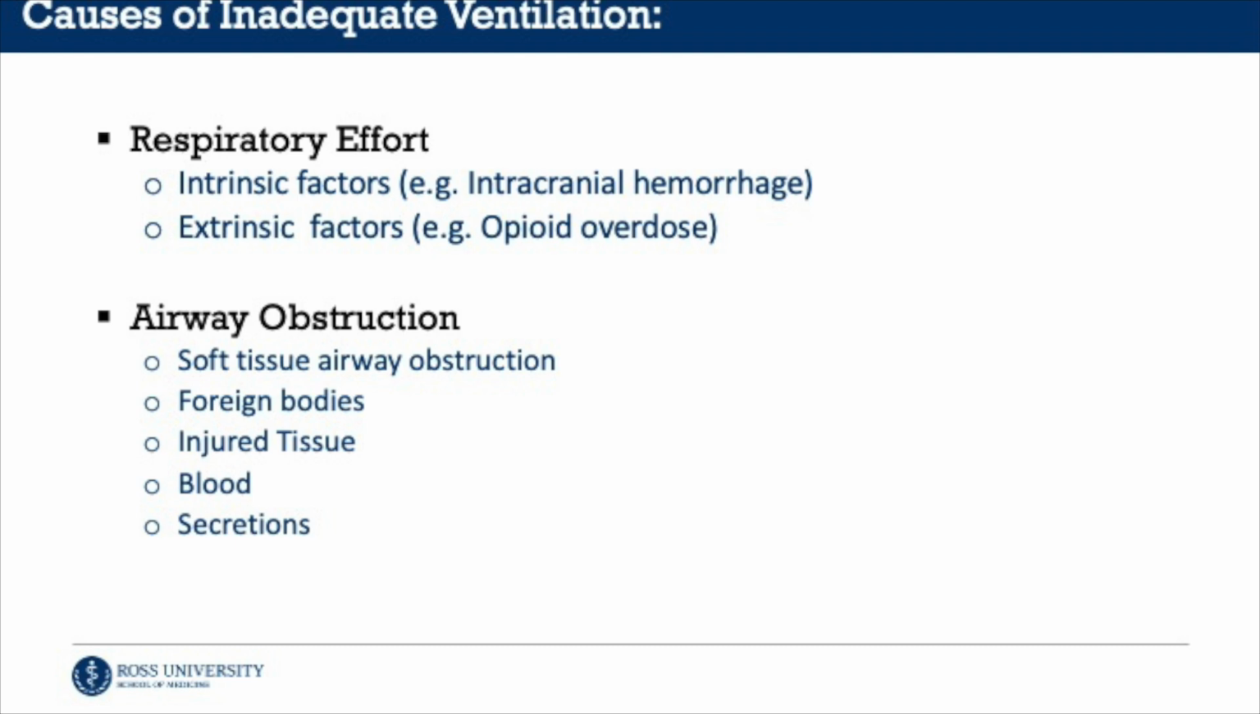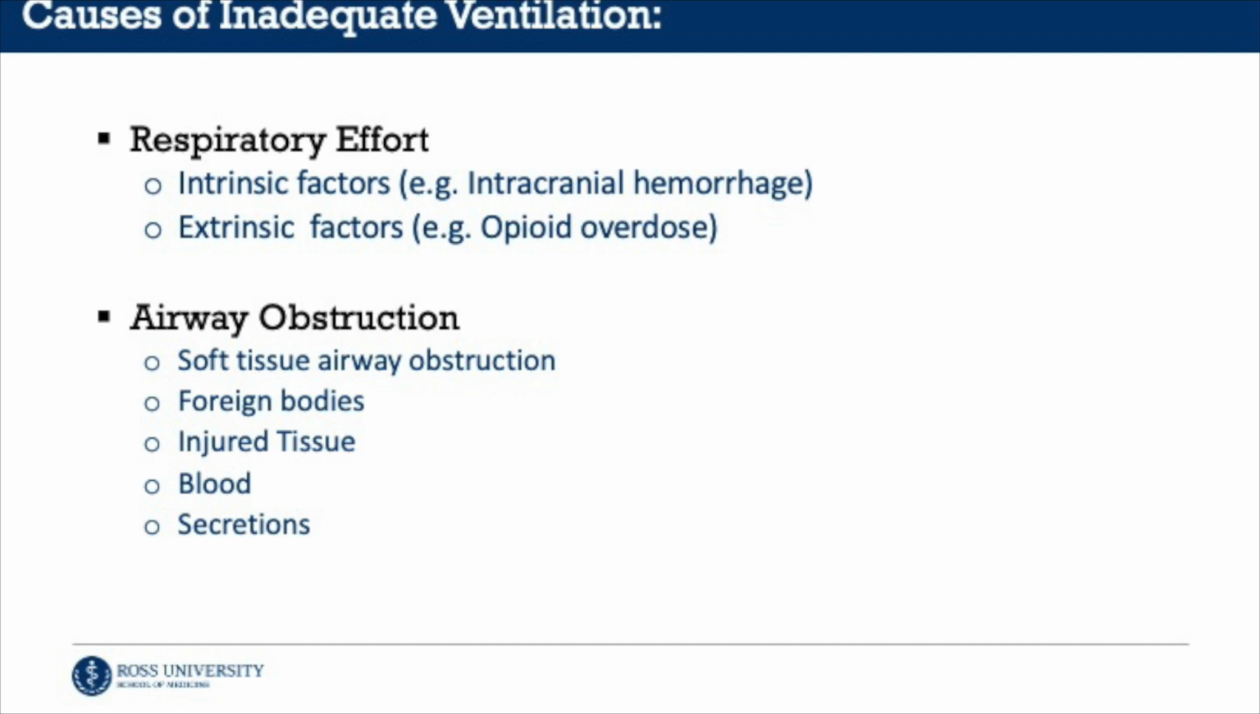Let's look at some causes of inadequate ventilation. Primarily, respiratory effort and airway obstruction. So some issues with respiratory effort, they can be intrinsic factors or extrinsic factors. Intrinsic factors, an example being intracranial hemorrhage, or an extrinsic factor such as an opioid overdose. As we remember, opioids do suppress respiratory drive.